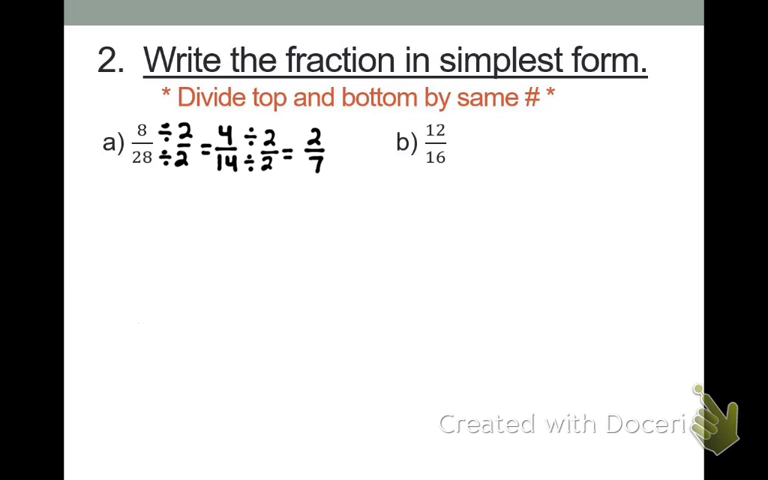12 16ths. Kyla, what number can go into 12 that can also go into 16? 2. Okay, there's something bigger than a 2. 4. A 4. Let's try a 4. All right. Remember, whatever you divide by on the top, you've got to divide by on the bottom because that's basically just saying 4/4 or 1 whole. All right. What is 12 16ths in simplest form? 3/4.